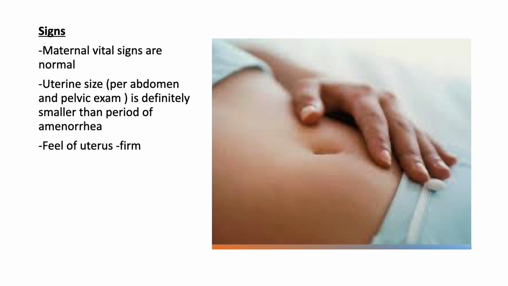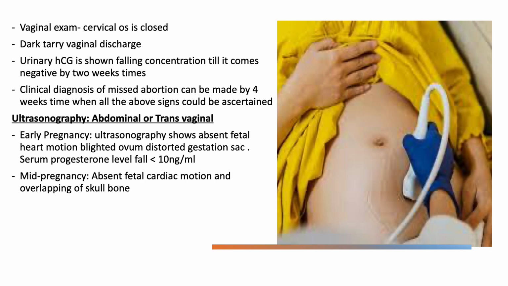The uterine size per abdomen and pelvic exam is definitely smaller than the period of amenorrhea, because now the baby is not growing, it's dead. So you cannot compare the period of amenorrhea with the size of the uterus, and the feel of the uterus is firm. In vaginal examination, you can see that the cervical os is closed, with dark tarry vaginal discharge.